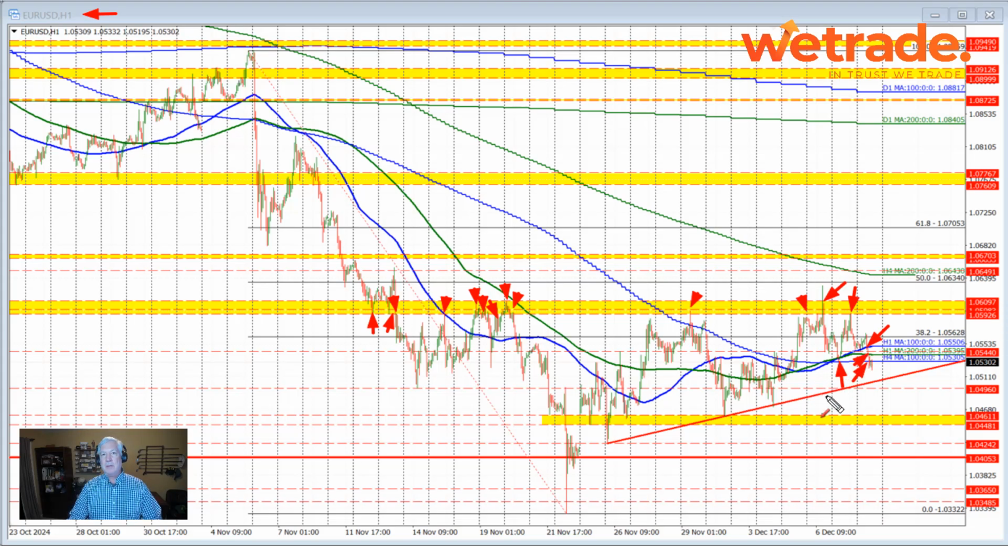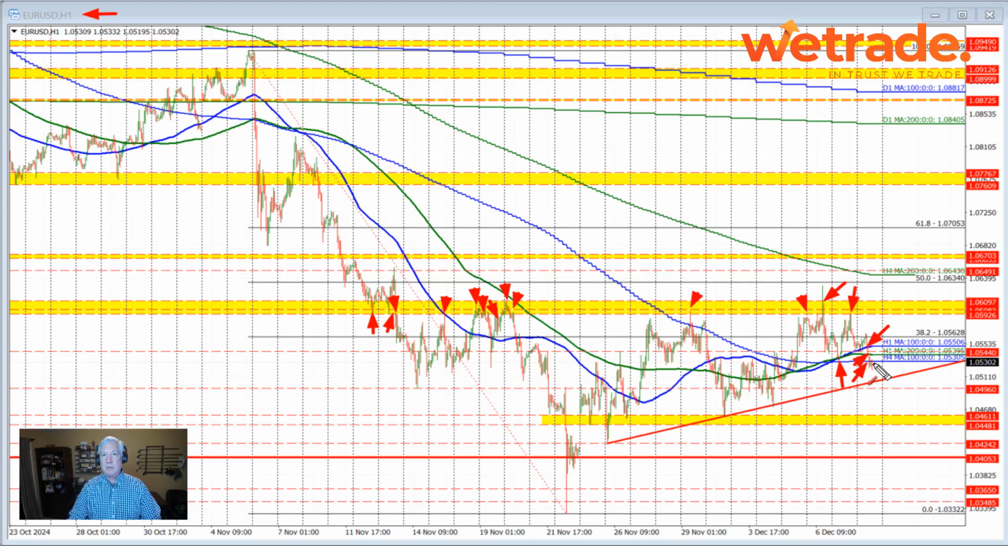We also fell below the lower one of those moving averages, the 100 bar moving average in the 4-hour chart right here. And we're starting the day right at that level right here. So the key for today is to stay below this cluster of moving averages. That would keep the bears more in control, at least in the short and medium term.